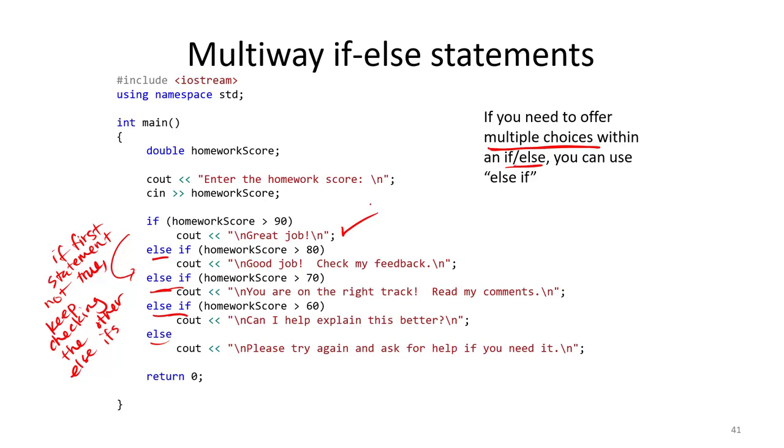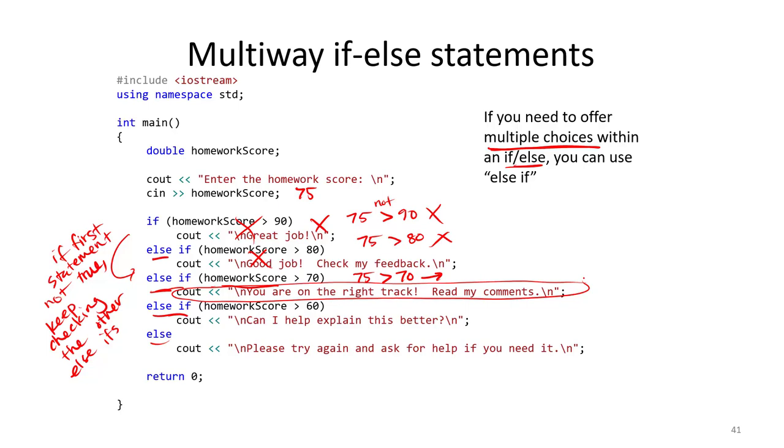So, okay, fine. Suppose we got a 75. Is homework score greater than 90? No, that's not true, because 75 is not greater than 90. So the first statement wouldn't trigger. Is homework score greater than 80? Well, 75 is not greater than 80, so the second one doesn't trigger. But is homework score greater than 70? 75 is greater than 70, so we get the desired output.